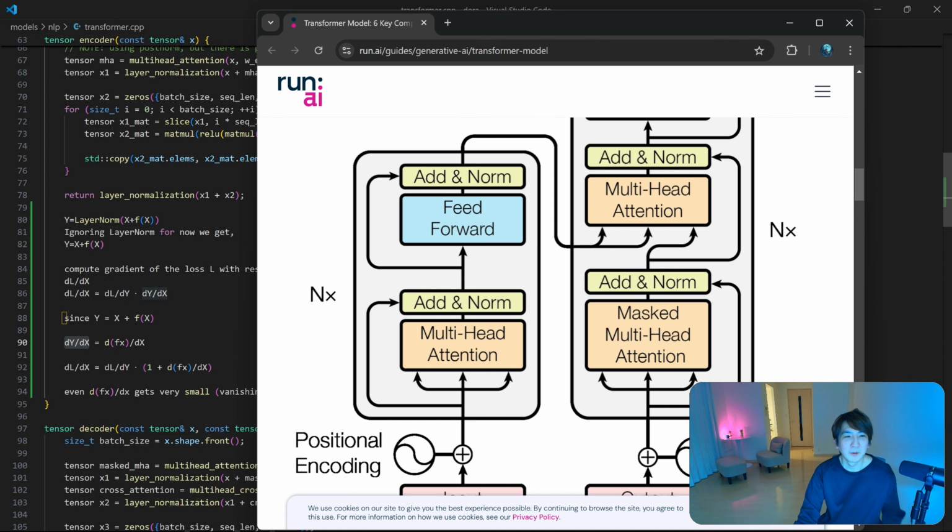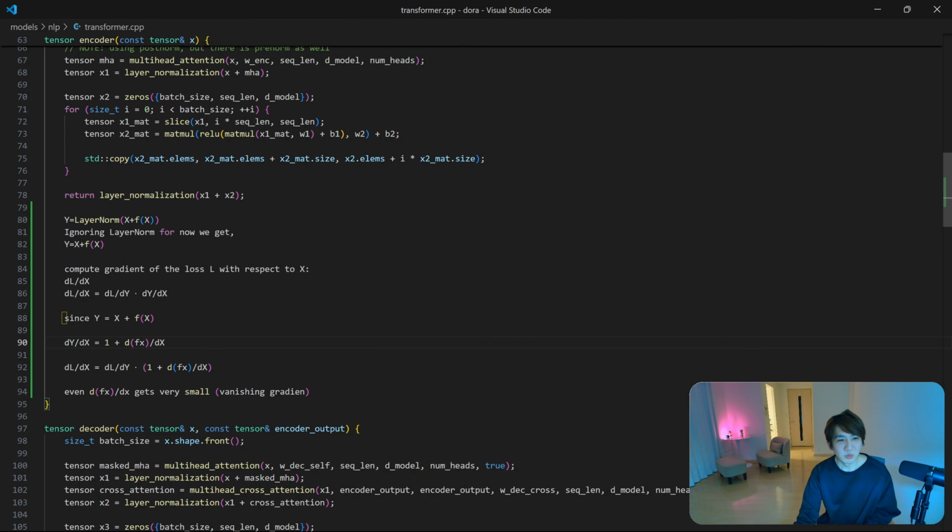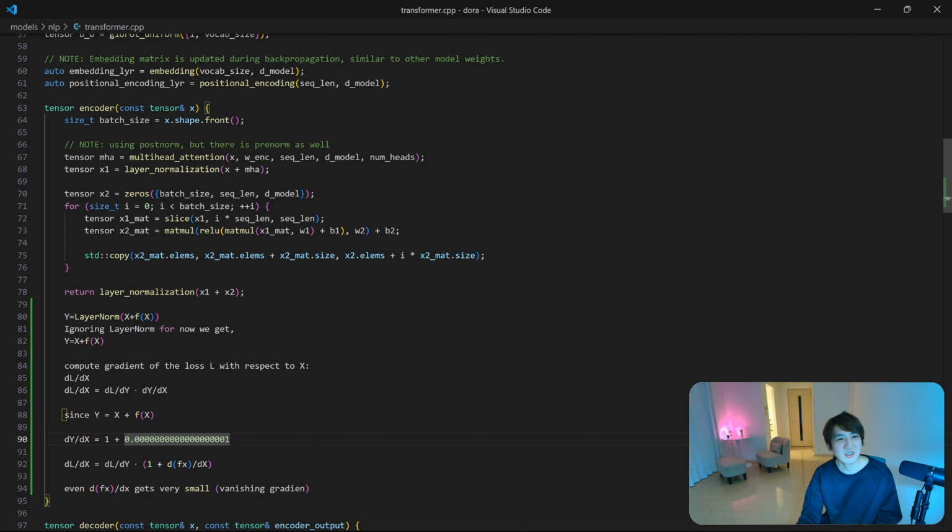So by adding 1, even if this gets zeros or really small values, you have 1. So the gradients never vanish. So I think this is the main reason they do this. I'm not really sure.